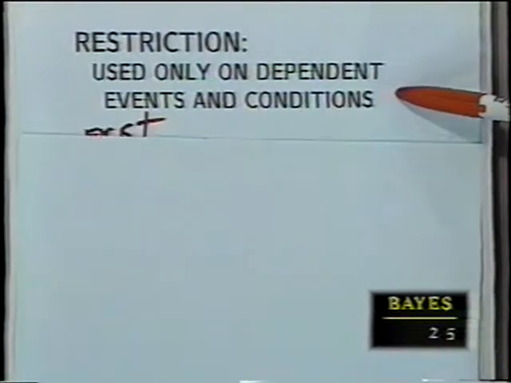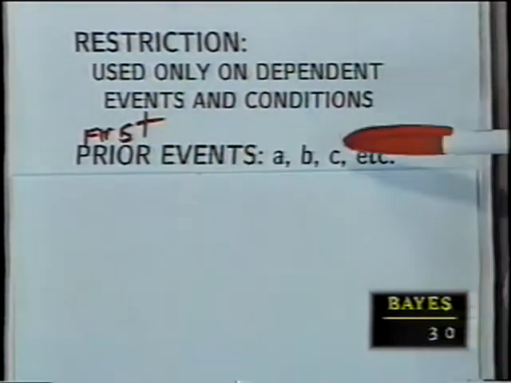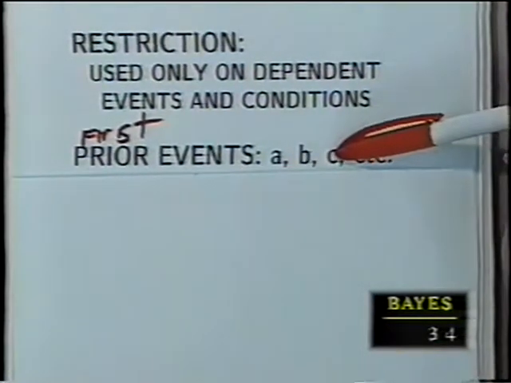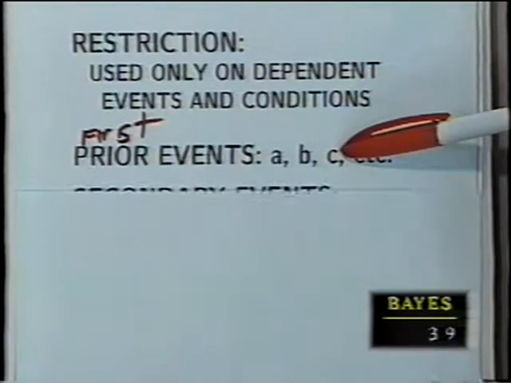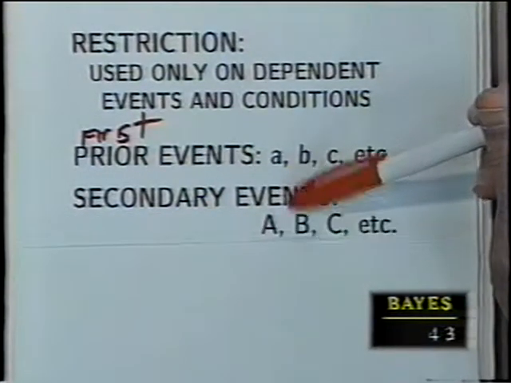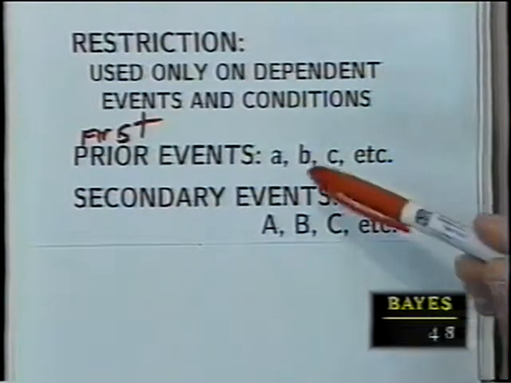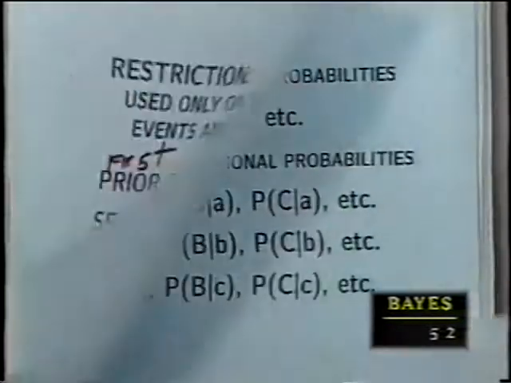Now let's have some jargon as we usually do. The prior events, little a, b, and c, I'm going to call them the first events. They may be first in time if there is a time factor involved. Think of them as occurring first. Little letters for the ones that come first. And secondary events are the ones that occur second, and I'm going to call them capital letters. So when you see little letters, you know they are the ones that happened first, and capital letters, they're the ones that happened second.